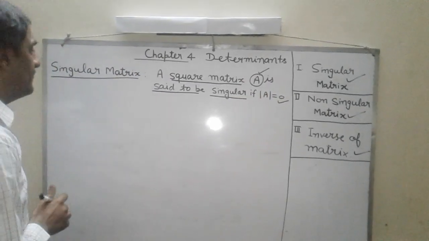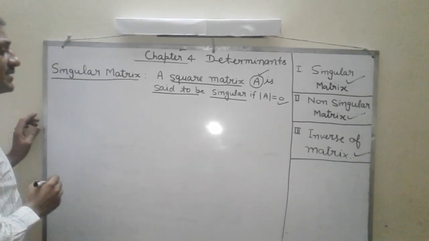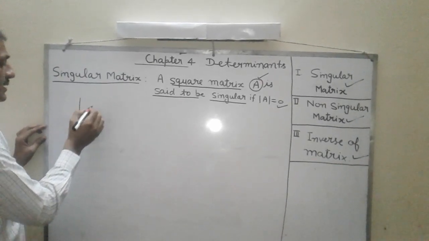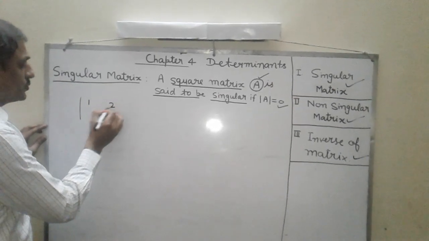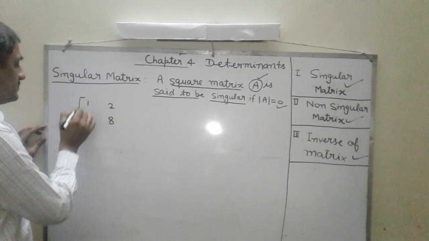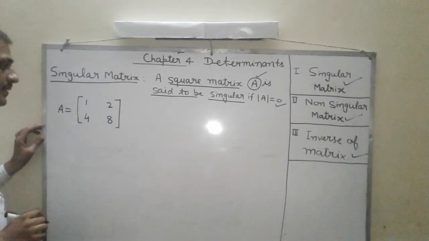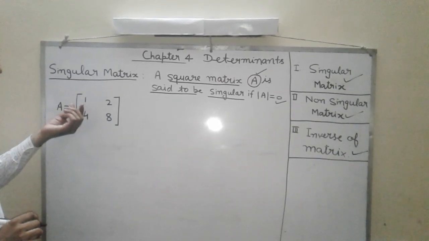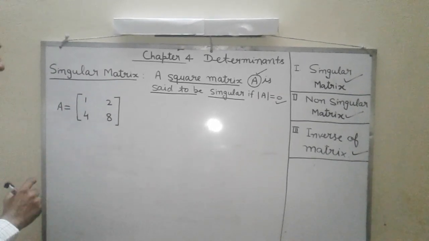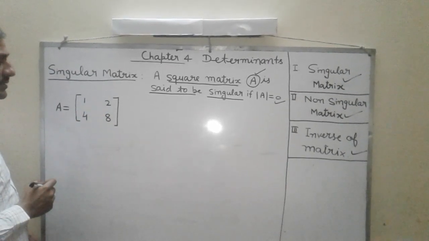For the illustration of the definition of singular matrix, I am taking an example. For example, A is the matrix with rows 1, 2 and 4, 8. This is square matrix A. Can we say that this is a singular matrix? How can we prove that the given matrix is a singular matrix?